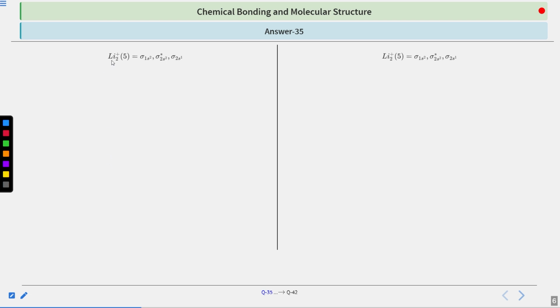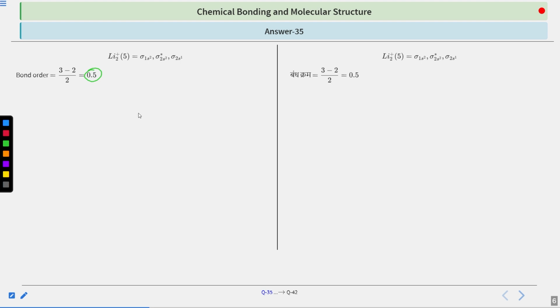The next molecule is Li2 plus. What will be the number of electrons? It was 6 for neutral Li2. Now if you put a positive charge, that results in one less electron, a total of 5. The electronic configuration will be sigma 1s2, sigma star 1s2, and sigma 2s1. That will give you (3 minus 2) by 2, that is 0.5.